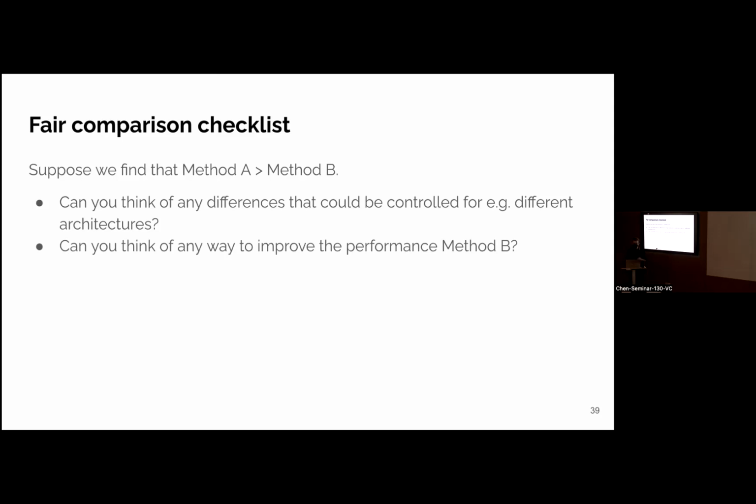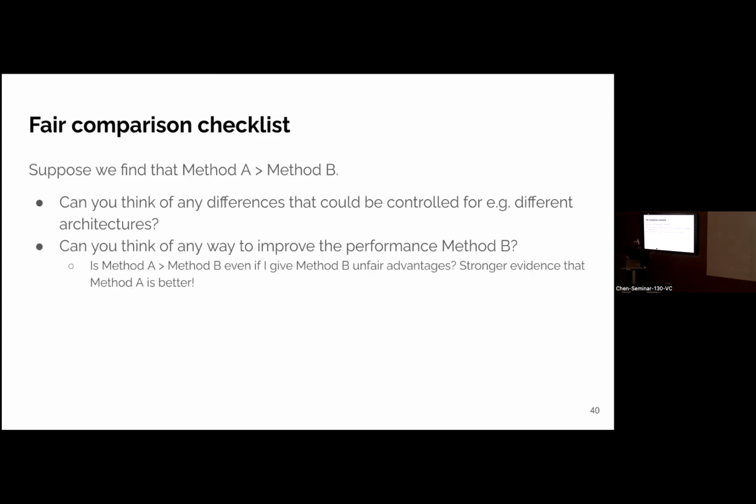Can you think of any way to improve the performance of method B? So this is back to that second operational definition of fairness, where we want to make sure that our baseline, or whatever method is the underdog, gets all the help it can get. Because when we're building new stuff, what we want is for our stuff to work, and so we should be aware of that bias and try to make the baselines as strong as possible to counter that.